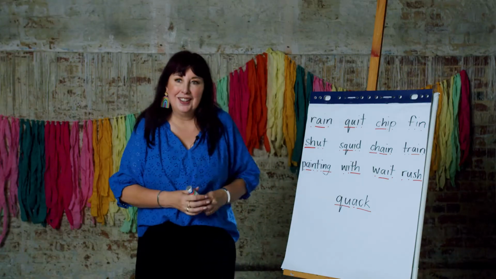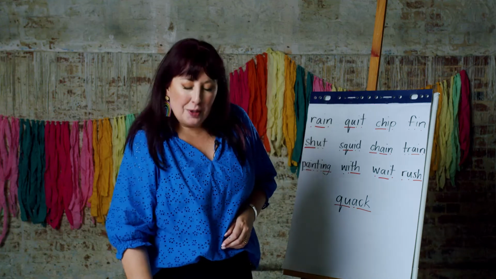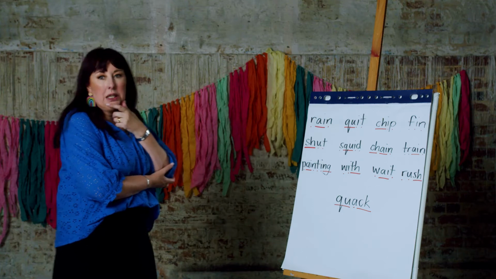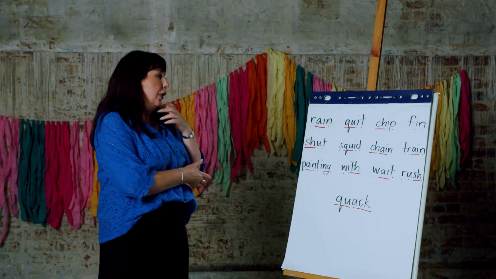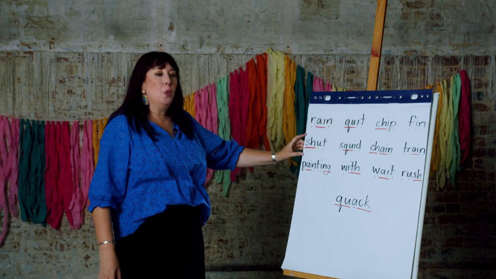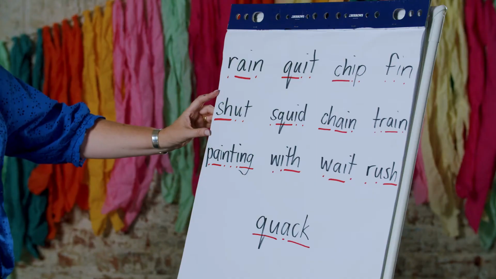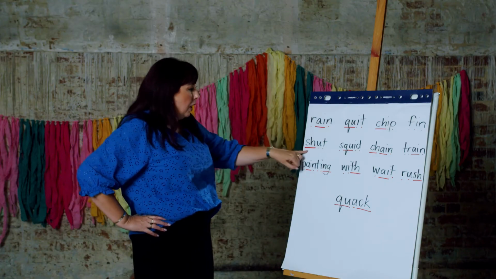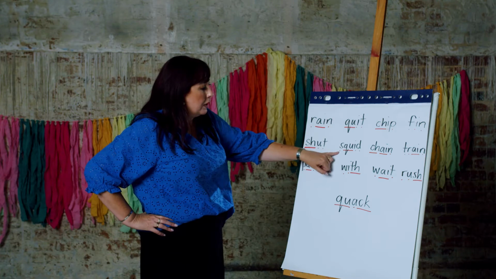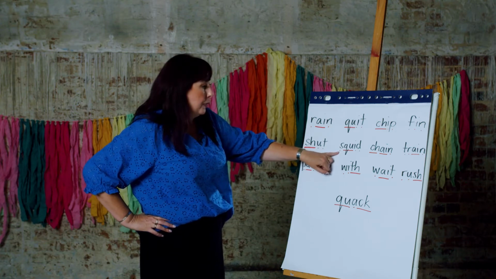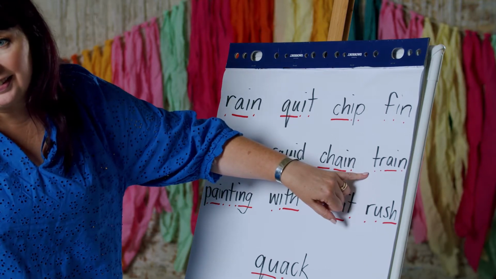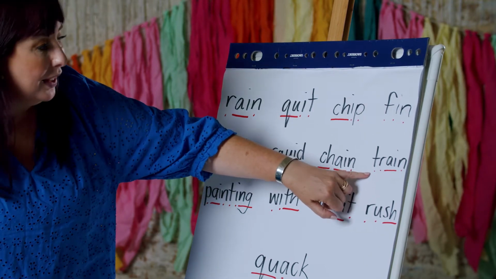Good job. Now, I'd like you to do some reading of these words. Have a look in the second row. Can you find a word in this row that's something you could ride on and it might go through a tunnel? See if you can find something. Can you ride on a shut? No. Can you ride on a squid? Not in my world, but it'd be fun. Chain. Can you ride on a train? Yes. Can a train go in a tunnel? Yes. I think that's our answer.